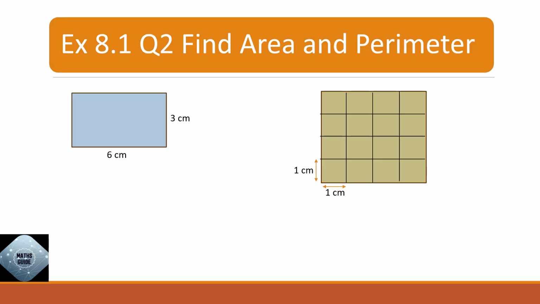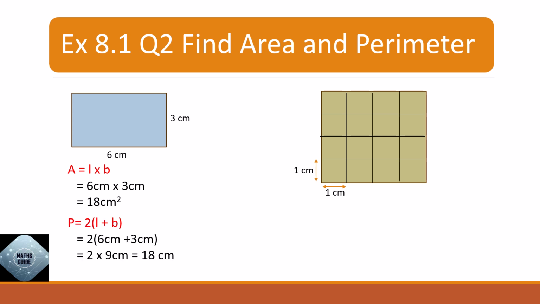This is exercise 8.1 question number 2 of your textbook, and here we have to find out the area and perimeter. The first shape is a rectangle, and as we all know the area is equal to length multiplied by breadth of this rectangle. So applying the values into this formula, we get 18 cm square as its area. And for finding its perimeter, we apply the formula 2 into (length plus breadth), and putting the values into the formula, we get 18 cm as its perimeter.